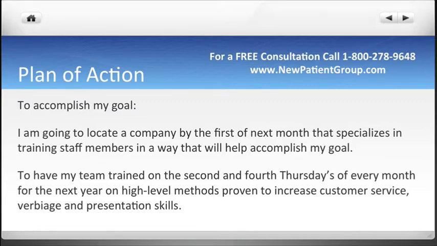That is now your plan of action, because now, if the 1st of the next month comes and you haven't done what that first sentence says, you know you're behind schedule. If you look and your team isn't being trained on the 2nd and 4th Thursdays, or the equivalent, of every month for the next year, you're behind schedule. And that's on you as a CEO to ensure your company remains on or ahead of schedule. Extremely, extremely important. So that's your plan of action.